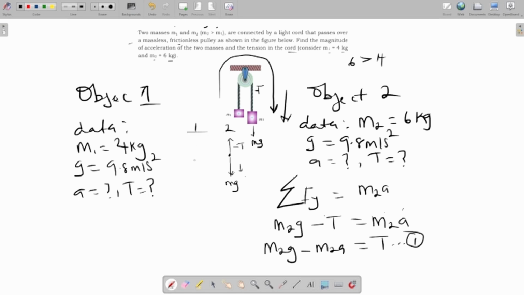Let's analyze this. So this is our object 1. Here you have your weight force pointing downwards. We've got our weight force pointing downwards. We have our tension upwards. Okay, now in this case, do you think that the tension will be positive or negative? And do you think the weight force will be negative or positive? Anyways, let's see how this looks.